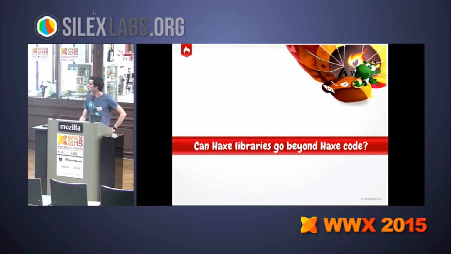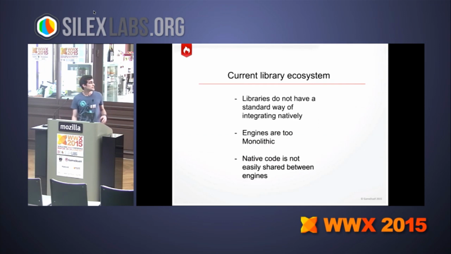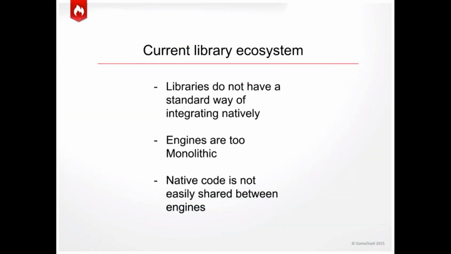So what could we gain from standardizing that part? This is what we have right now. Basically, libraries don't really have this standard. I mean, there are many engines out there where you can have these things, but if you want to make a library that is shared between all of these engines, there isn't really any standard, so you can't share. You either make, for example, a Lime library or a Snowkit library, but they don't really share between one another.